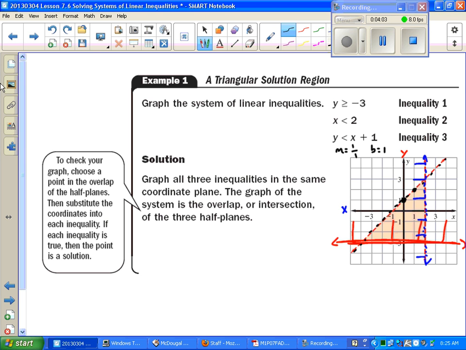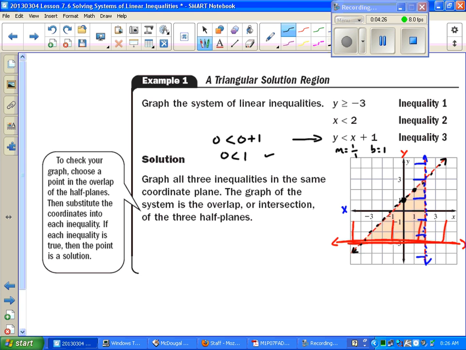Now at this point, you can't just guess. You can't just put left or right or up and down like we did on the other two. You have to actually check the truth value. You can plug in 0, 0 because it's not going through that point. So if we look just at this equation here, when we plug in 0 in place of y is less than 0 in place of x plus 1, 0 is less than 1.